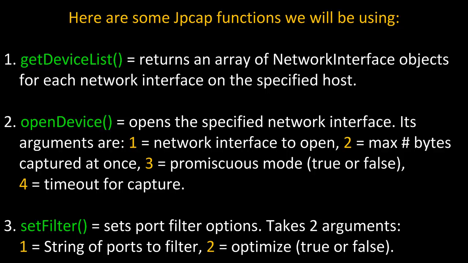Its arguments are: 1. The network interface to open, 2. The maximum number of bytes captured at once, 3. Whether or not to be in promiscuous mode, which is true or false, it's Boolean, and 4. The timeout for the capture. 3. setFilter, which sets port filter options, and it takes 2 arguments: 1. A string of the ports to filter, and 2. Whether or not to optimize, true or false.